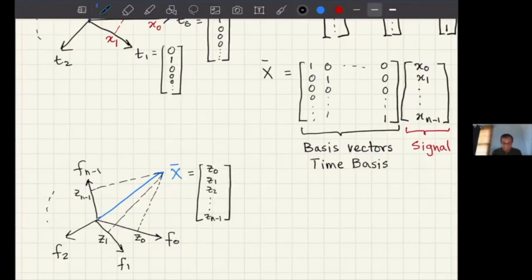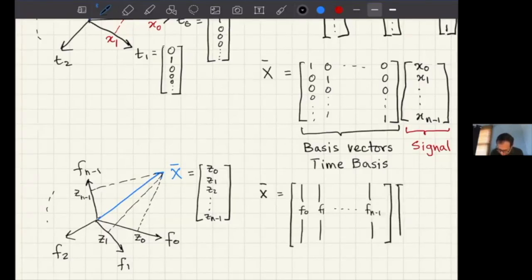Okay? And similarly, if we now express this signal x in this new basis, then we will write this in the following way. The x vector is in this new basis, where the columns of the basis are f0, f1, all the way till fn minus 1, times z0, z1, z2, all the way till zn minus 1.